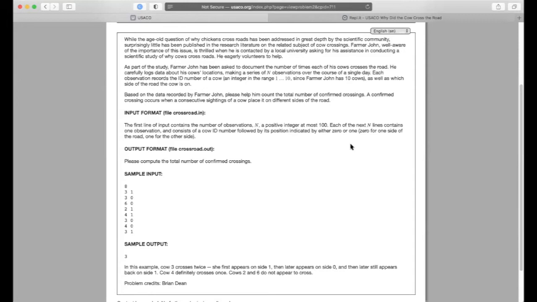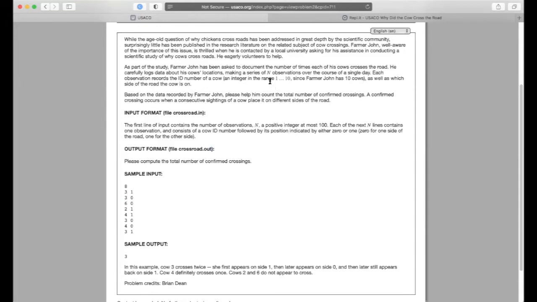And the idea is to find the total number of confirmed crossings, regardless of cow. So let's say in this case, cow 3. Cow 3, the first observation is 1. The next time we observe them, it is 0. So that means there must have been a crossing somewhere. So there was one crossing there.